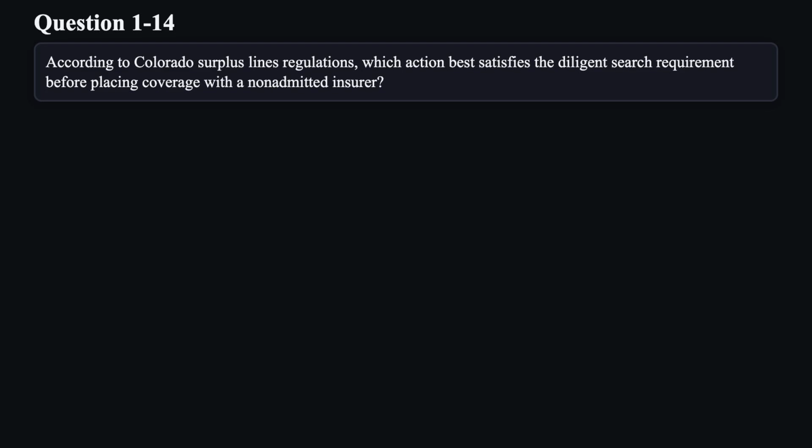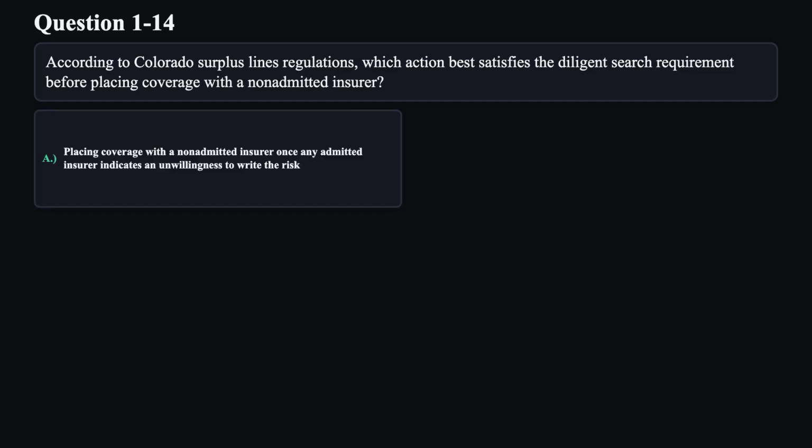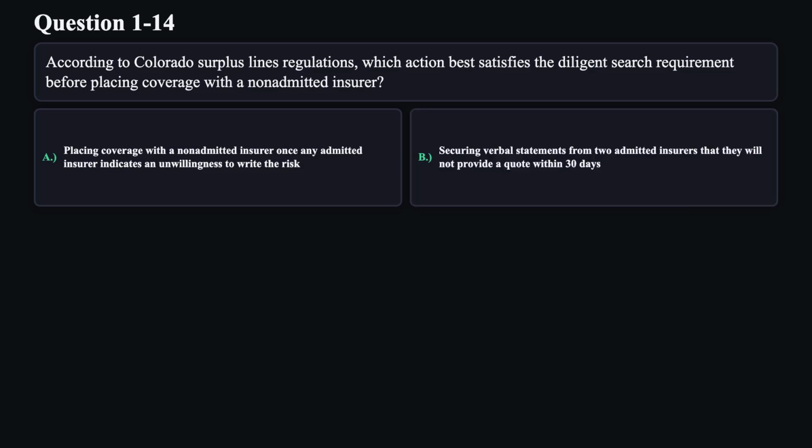Question 14. According to Colorado surplus lines regulations, which action best satisfies the diligent search requirement before placing coverage with a non-admitted insurer? A. Placing coverage with a non-admitted insurer once any admitted insurer indicates an unwillingness to write the risk. B. Securing verbal statements from two admitted insurers that they will not provide a quote within 30 days.